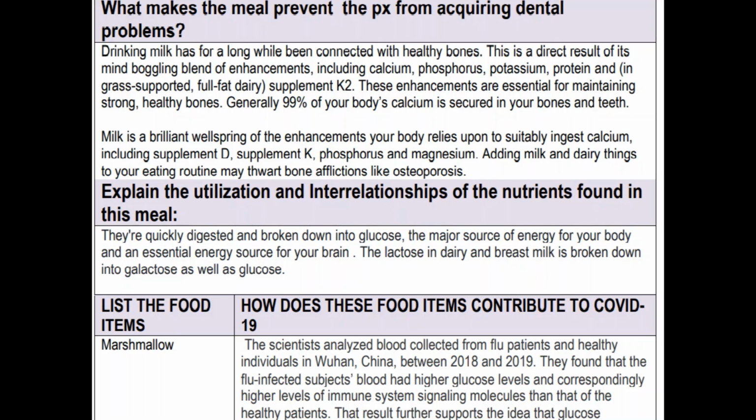So how does this food item contribute to COVID-19? For marshmallow, the scientists analyzed blood collected from flu patients and healthy individuals in Wuhan, China between 2018 and 2019. They found that the flu-infected subjects' blood had higher glucose levels and correspondingly higher levels of immune system signaling molecules than that of healthy individuals.